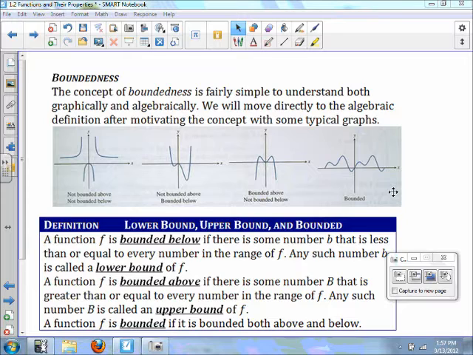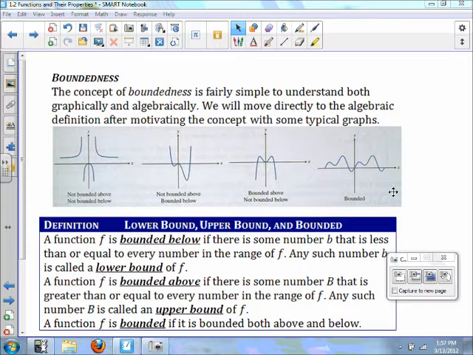You look at the second graph. The graph is going to keep going up forever and ever and ever. But it's going to have a bottom. It's going to have a lowest point. It's going to have an absolute minimum in this case, which we'll get into in just a little bit. This one is not bounded above, but considered bounded below.